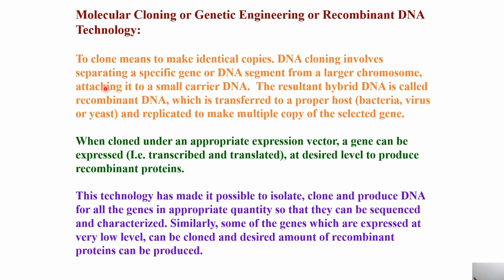Now, when cloned into an appropriate expression vector, a gene can be expressed, that is, transcribed and translated, and whatever it was coding will come out as a protein at the desired level to produce recombinant proteins. This technology has made it possible to isolate, clone, and produce DNA for all the genes in appropriate quantity so that they can be sequenced and characterized. Similarly, some genes which are expressed at a very low level can be cloned and desired amounts of recombinant proteins can be produced.